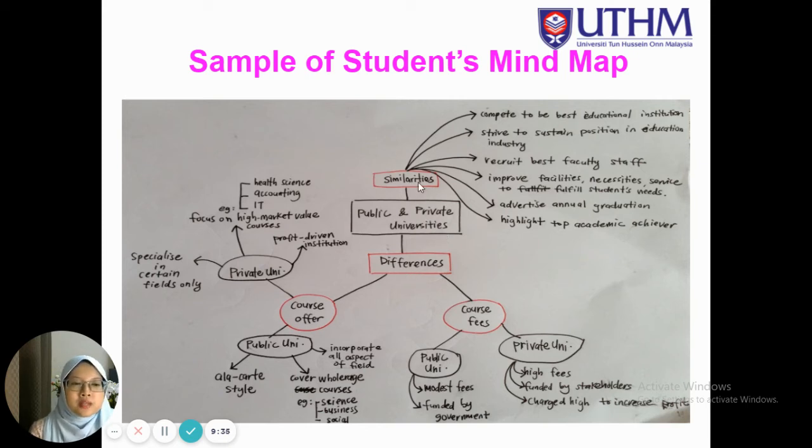So basically for similarities, you just list down what the similarities are. No need to do a table or branches like this, because they are similarities. However, for differences, you make a comparison. So you need to have one for private uni and another one for public uni. There are two focuses here. First one is about the courses offered in private uni and also public university. Another one is about course fees for public university and also private university.